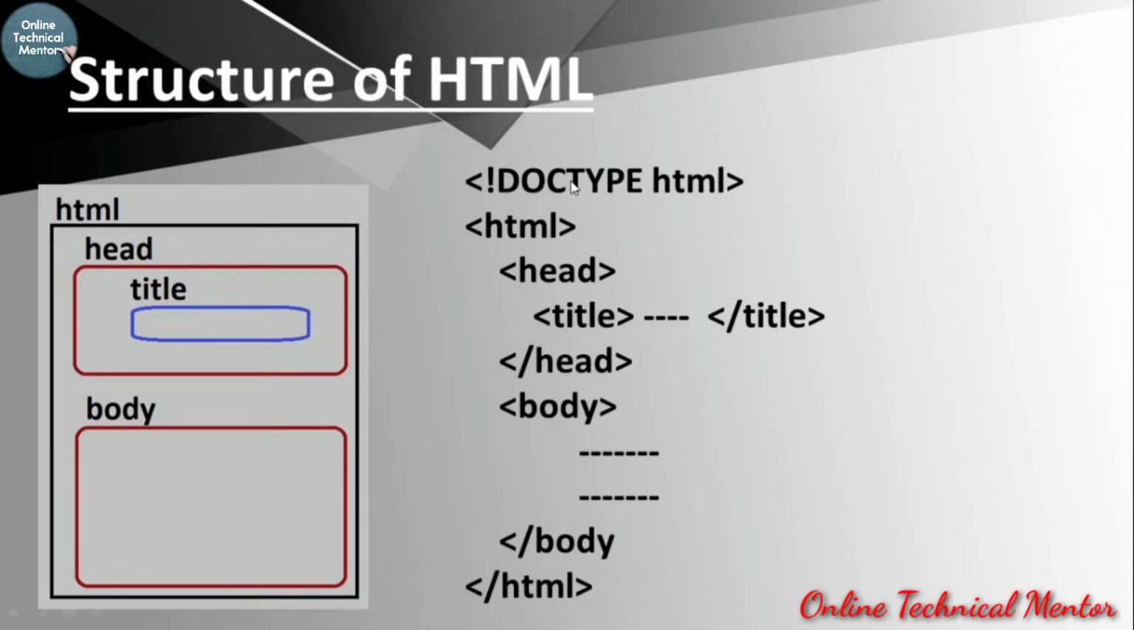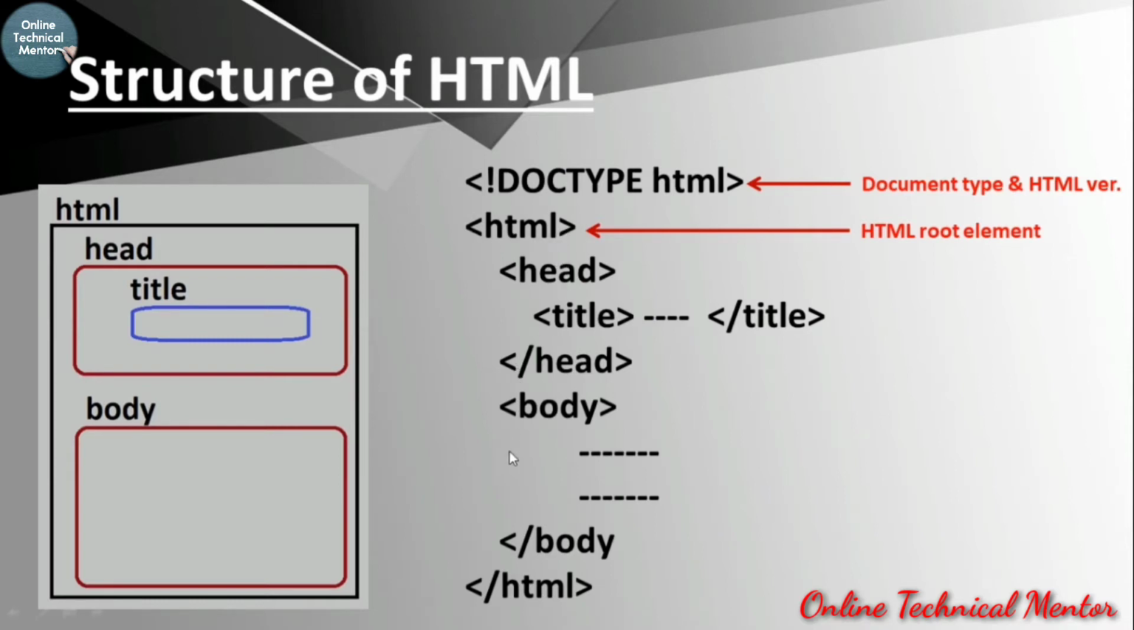Look, before starting HTML code, you have to write exclamatory sign doctype HTML. It is a document type and specifies the HTML version. In the next line, look, this is HTML, which is written within a less than and a greater than. You can also call it an angular bracket. So this is the HTML root element. It is the starting point of HTML code. So this is called the HTML element.